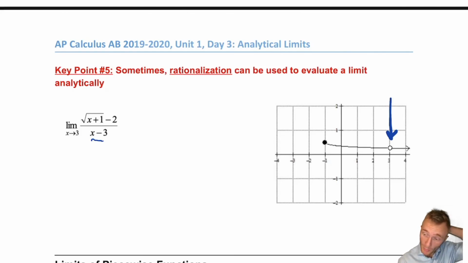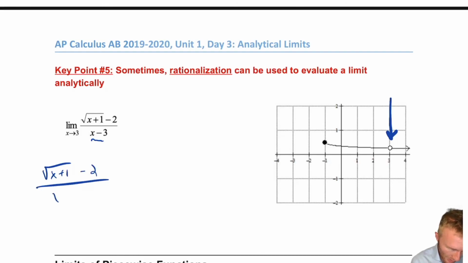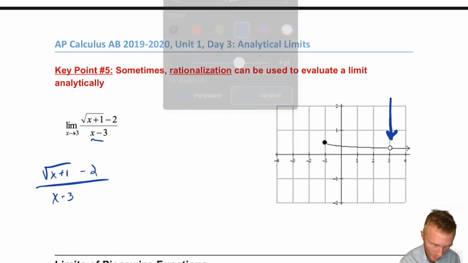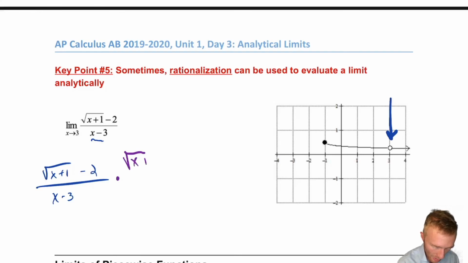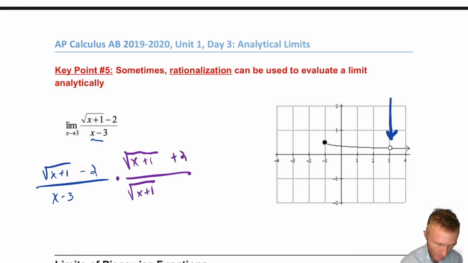Or a division by 0 when we plug in 3. So what we're going to do is take this function, the square root of x plus 1 minus 2 all over x minus 3, and multiply by the conjugate. We are going to multiply by the square root of x plus 1 plus 2 over the square root of x plus 1 plus 2. Kind of weird, right? We're allowed to do it because it's just the same thing as 1, so there's no reason we wouldn't be allowed to do that.